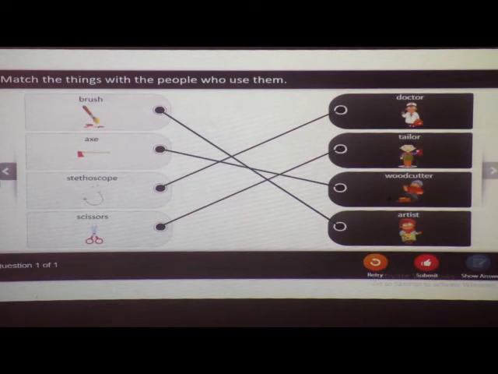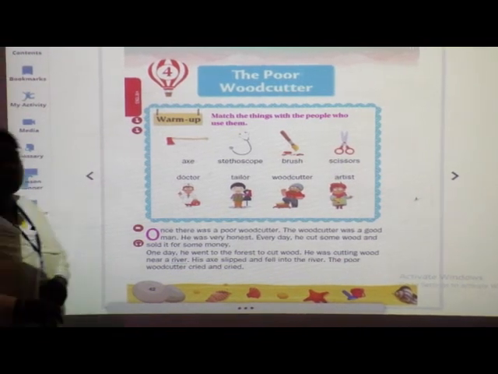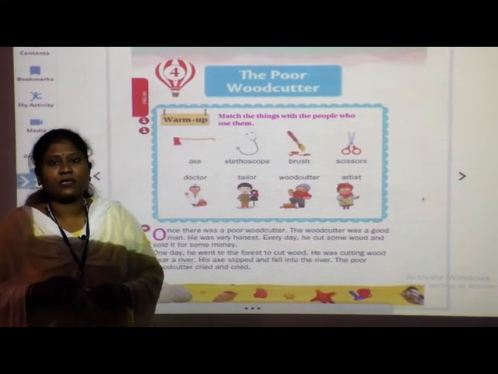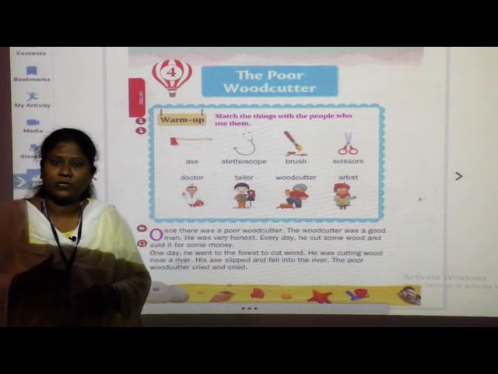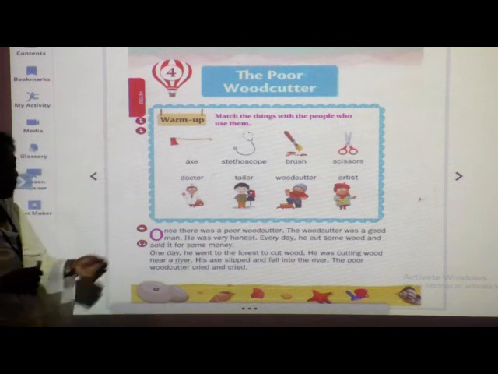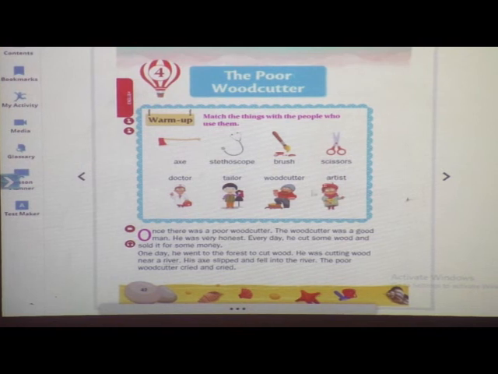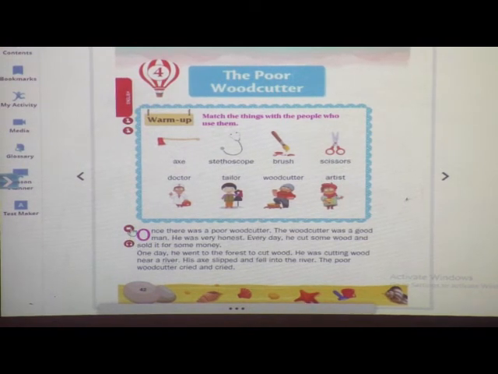Okay children, so here is the poor woodcutter. Every day he used to cut the woods in the forest. Now let us see what happened. But just before that I will show one small video to you children.